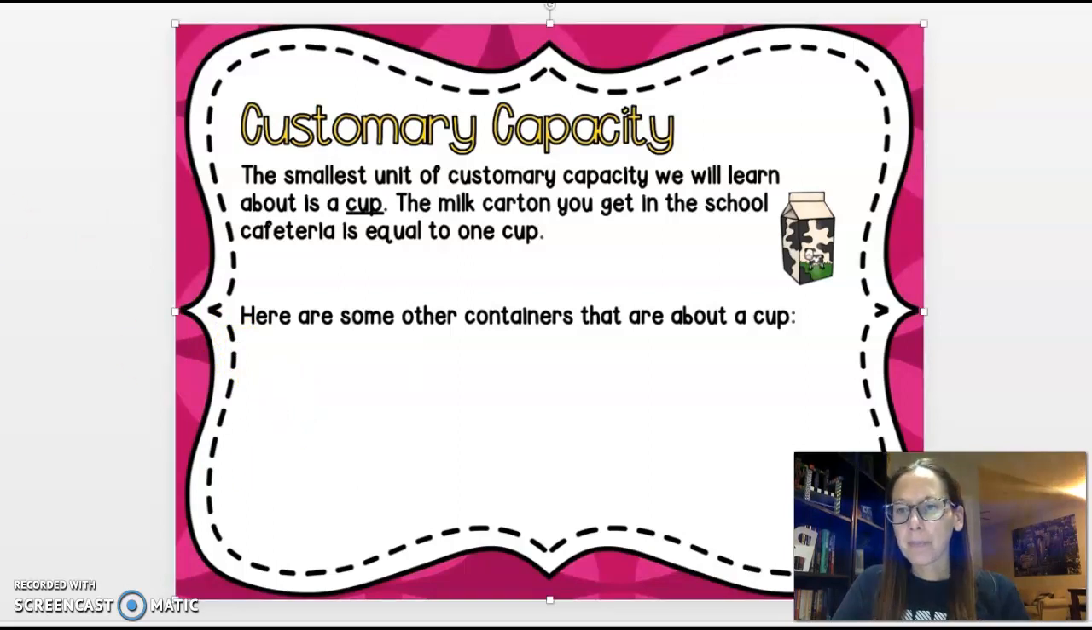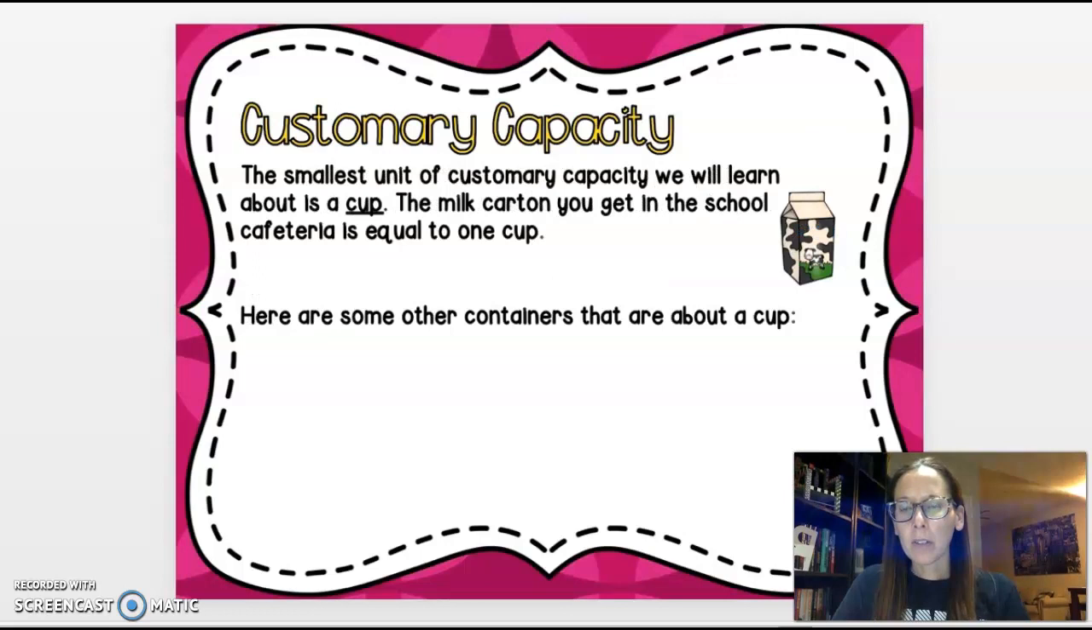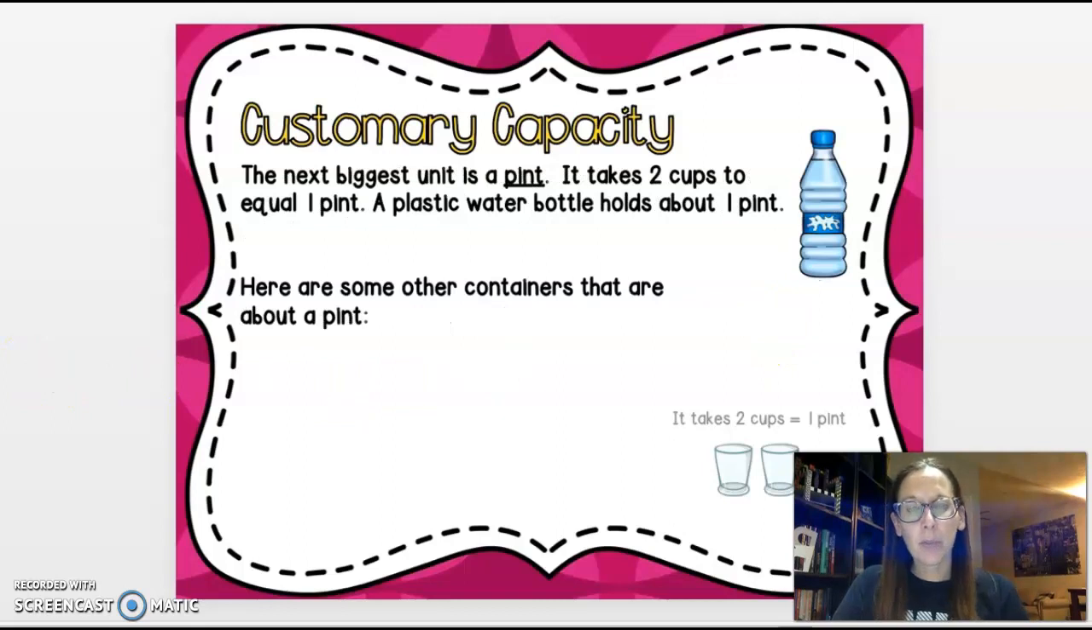Oops. Well, it's not showing us the other containers. Interesting. Okay, well, I guess I'll just move on.